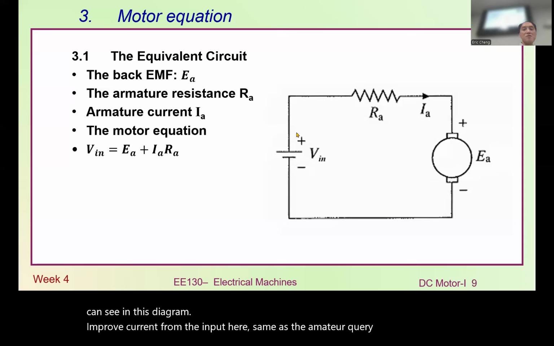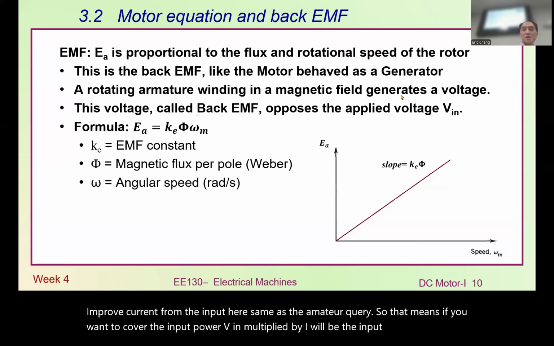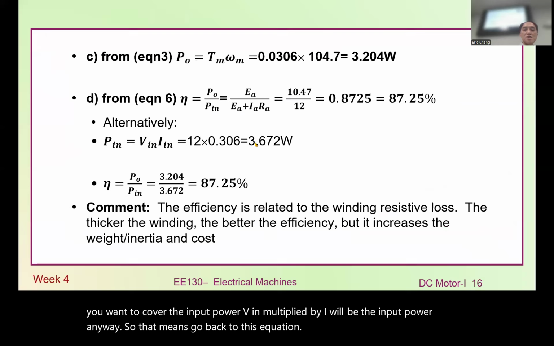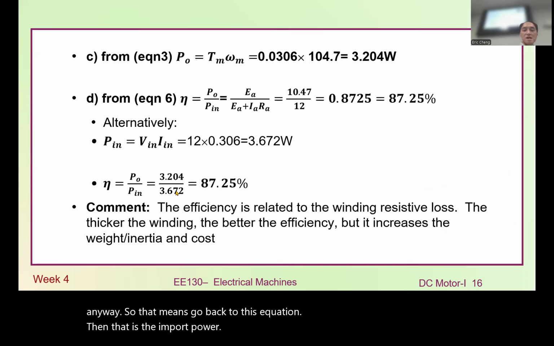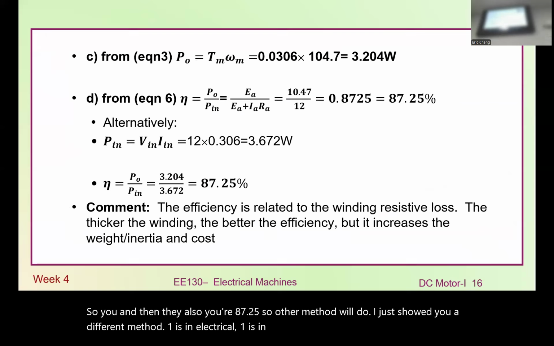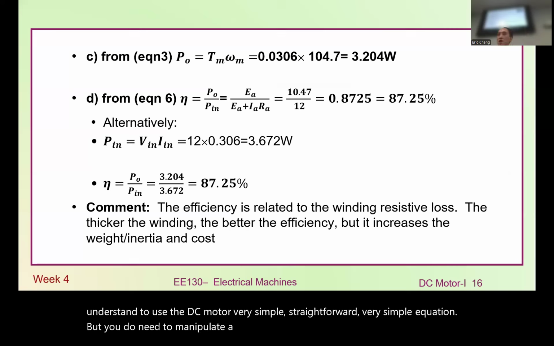So if you want to calculate input power, Vin multiplied by IA will be the input power. Go back to this equation: that is the input power. Here, the output power is the mechanical output power, which is this one. Then they also get 87.25. So either method will do. I just show you different methods, one using electrical and one using mechanical. That is how we understand how to use the DC motor. Very simple, straightforward equations, but you do need to manipulate a few equations: the voltage equation, torque equation, and also the back EMF.